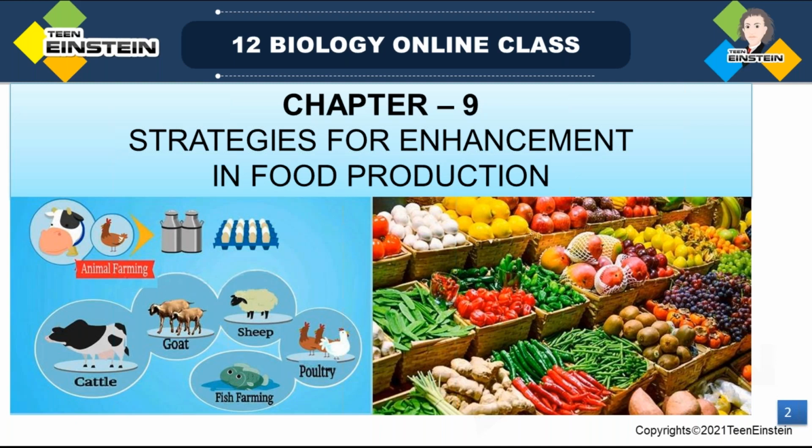In the whole chapter, we are mentioning different methods and practices for enhancing food production. Several new biological technologies and techniques are used. In this chapter, we are mainly discussing animal husbandry and plant breeding techniques. We learned about management of farm and farm animals. In the last class, we discussed different types of farm management, like dairy farm management, poultry farm management, and animal breeding.